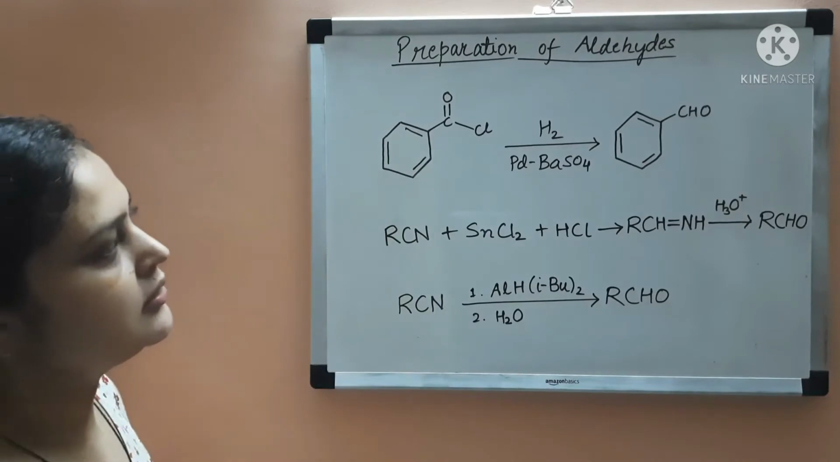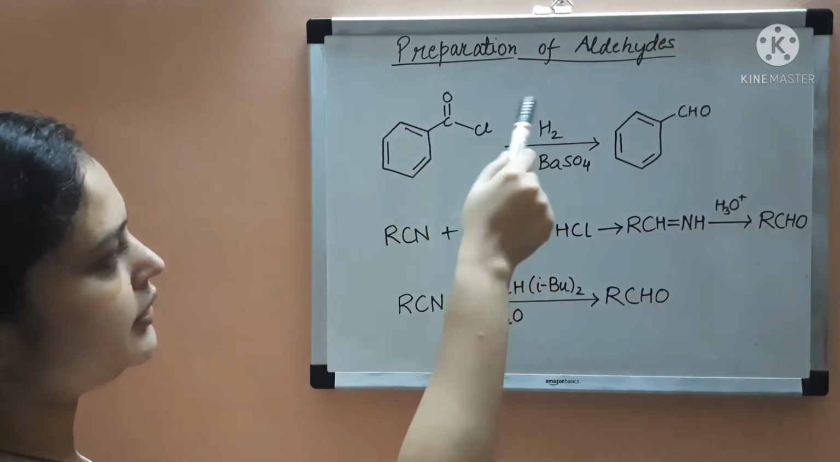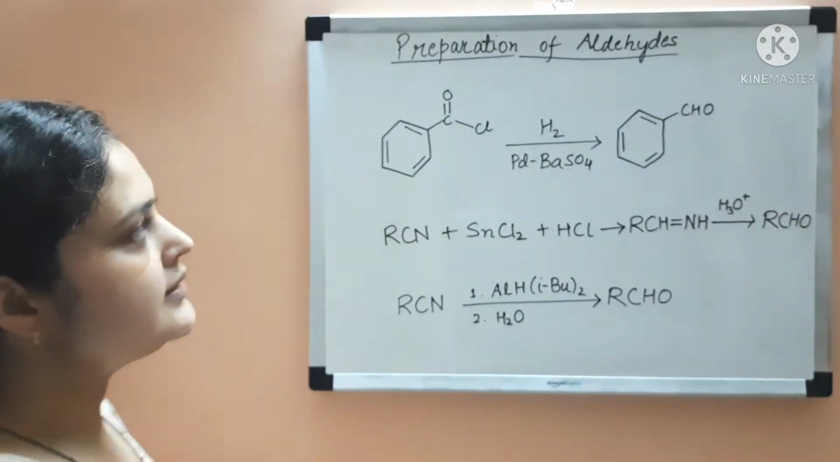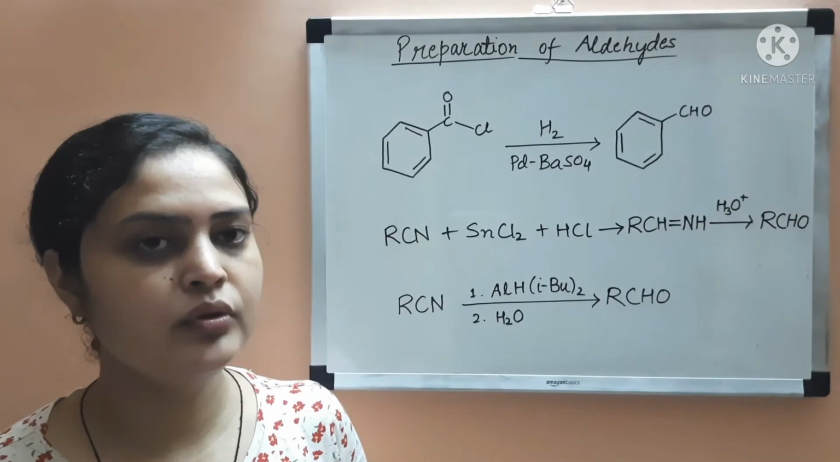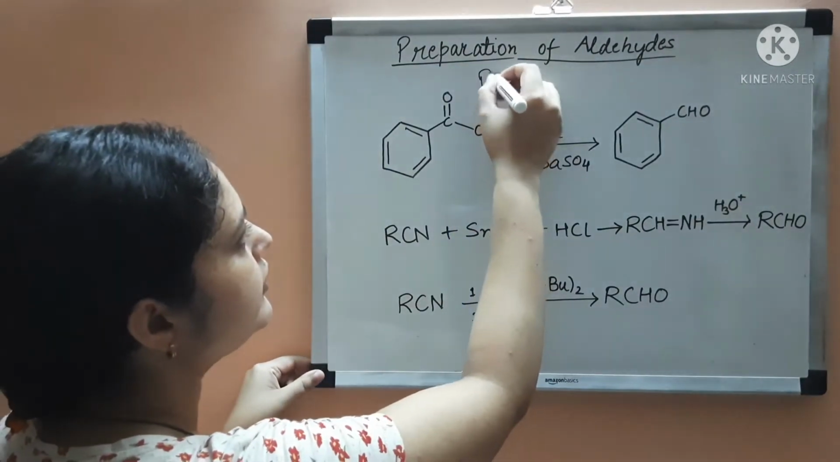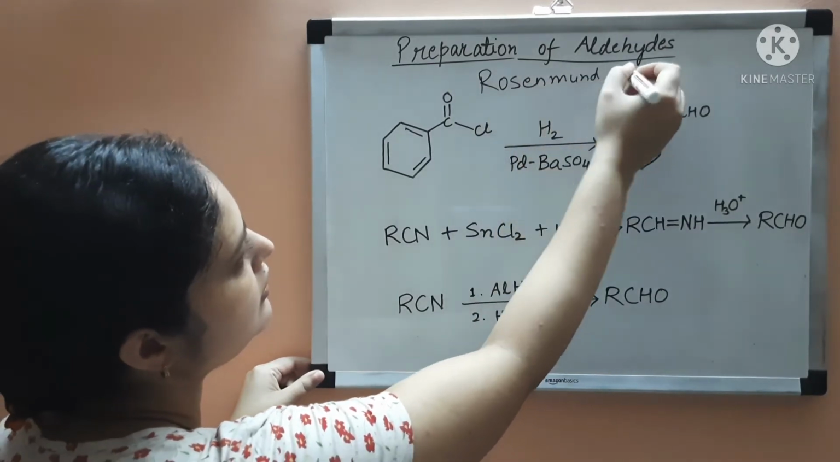First reaction: this is an acid chloride and we are doing reduction to produce benzaldehyde. This reaction is known as the Rosenmund reduction reaction.